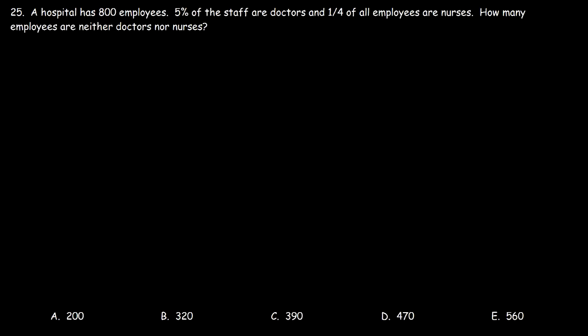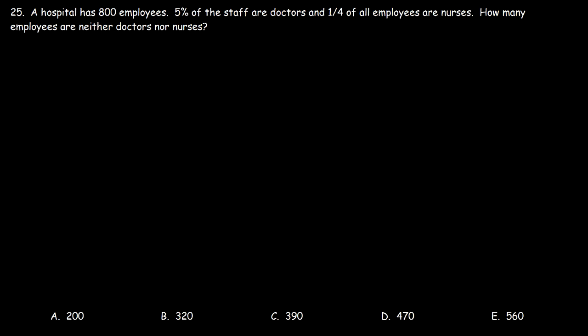25. A hospital has 800 employees. 5% of the staff are doctors, and 1/4 of all employees are nurses. How many employees are neither doctors nor nurses? Go ahead and try that problem.